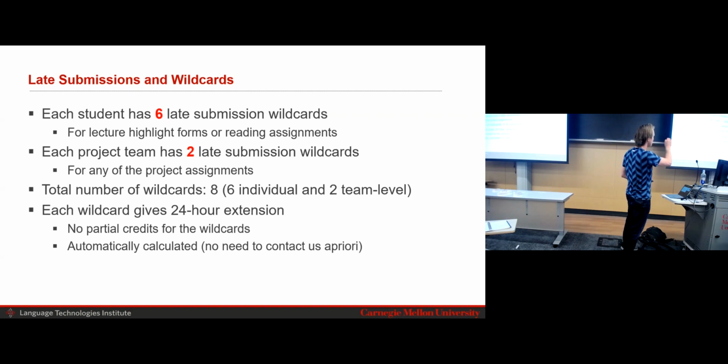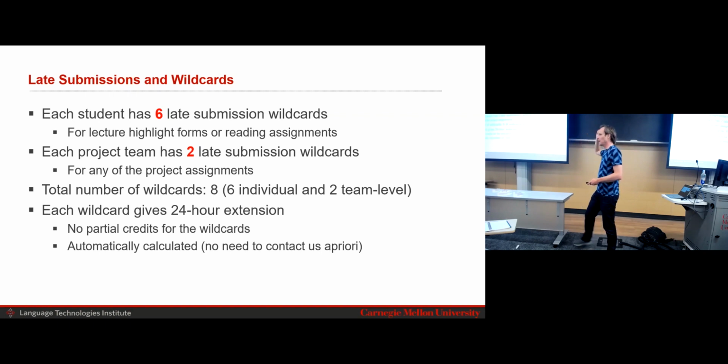automatically calculated. For the project one, we'd appreciate it if you send us a note on Piazza in advance, because for the grading, we try to be as efficient as possible. If we know yours will come later, we can reprioritize other ones to grade. Yes, is there a maximum? The maximum is 72 hours, and the main reason is also grading. But if for some reason, like an emergency happened or something, just let us know. By default, it's 48 hours for certain, and I think the syllabus says 72 hours. But if you need more, just let us know.